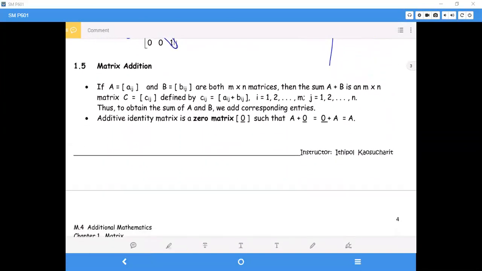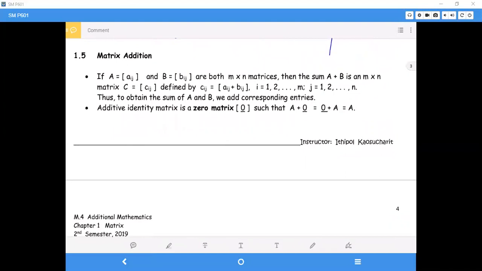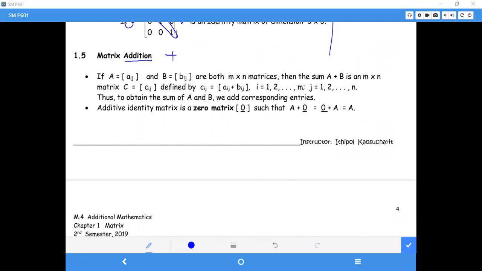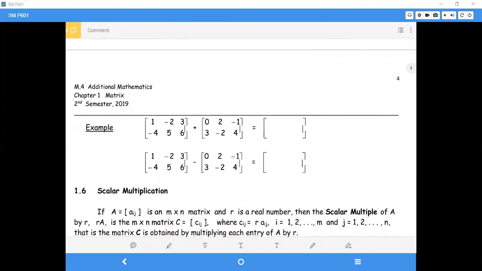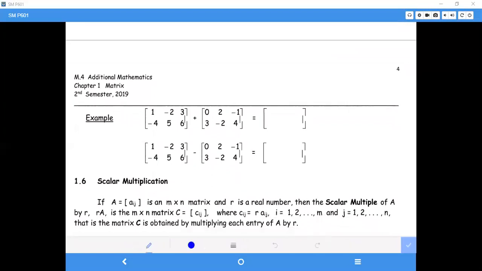Next one, let's go for the operations now. Matrix operations. The first operation that we have to deal with is addition. Addition is plus. It's here, something that you can read by yourself. But I'm going to go to the example, explain with the example, and I'm going to write down some rules that you have to know.